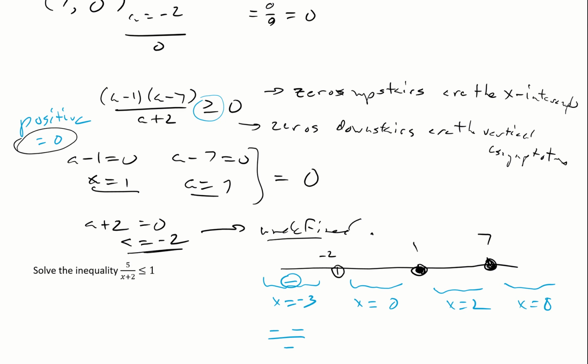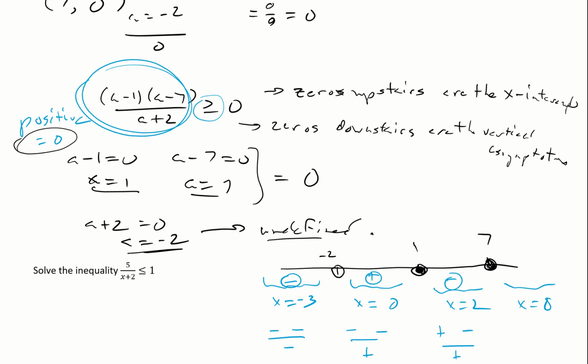Now I'm going to plug in 0. I'm looking up here, okay? 0 minus 1 is negative. 0 minus 7 is negative. 0 plus 2, guess what, is positive. These, with an even number of negatives, is positive. Let's go with 2. 2 minus 1 is positive. 2 minus 7 is negative. 2 plus 2 is positive. The whole thing is negative because there's a single negative there.